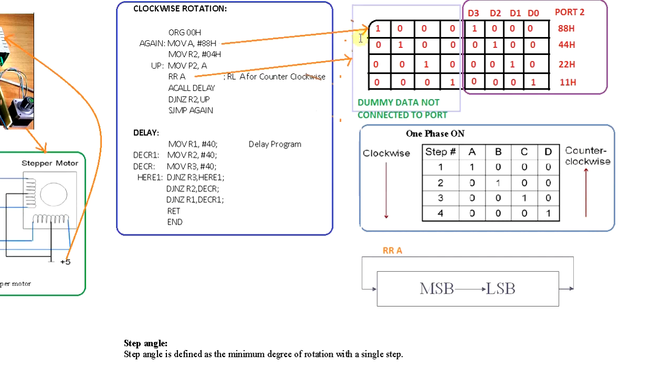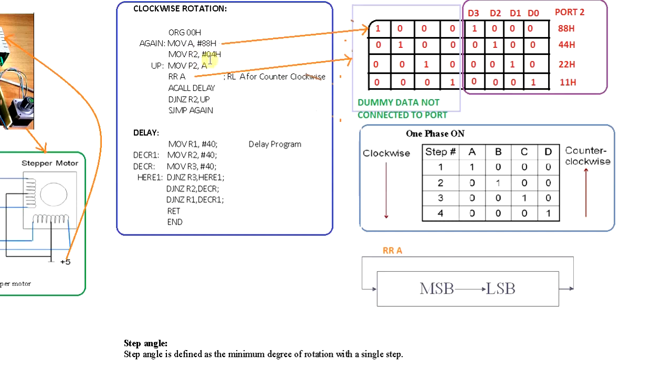Now I am passing a data 88, where the higher nibble is not connected to your port. Still I am using this data as dummy data. And this data is very important, which is directly compatible with the one phase on scheme. So that means this is connected to the A, B, C, D. So when I pass this particular data, accordingly the motor is going to rotate in a particular direction.